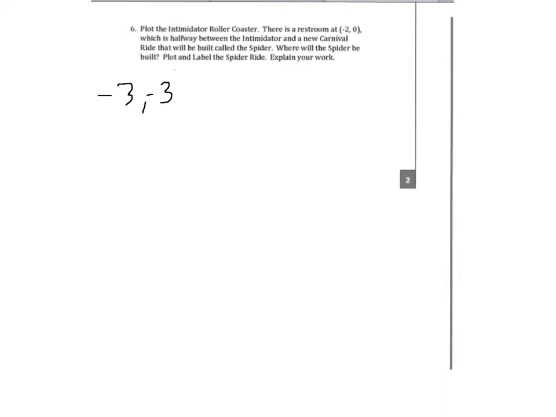So their answer may come out wrong, but they would get partial credit if they based this answer off of a previous answer that was incorrect. (-3, -3) is where the Intimidator, the roller coaster, is at. There is a restroom at (-2, 0), which is halfway between the Intimidator and a new carnival ride that will be built called the Spider. So the midpoint is at (-2, 0).